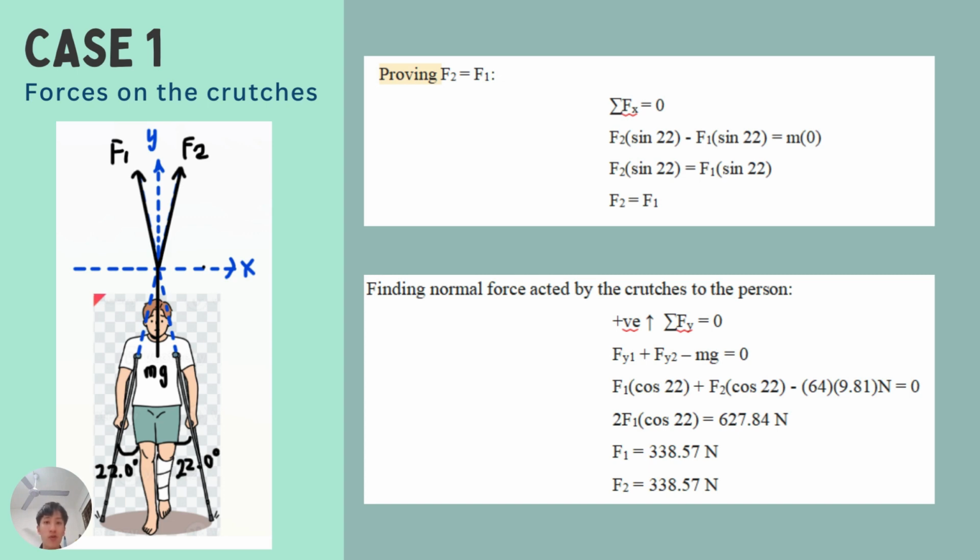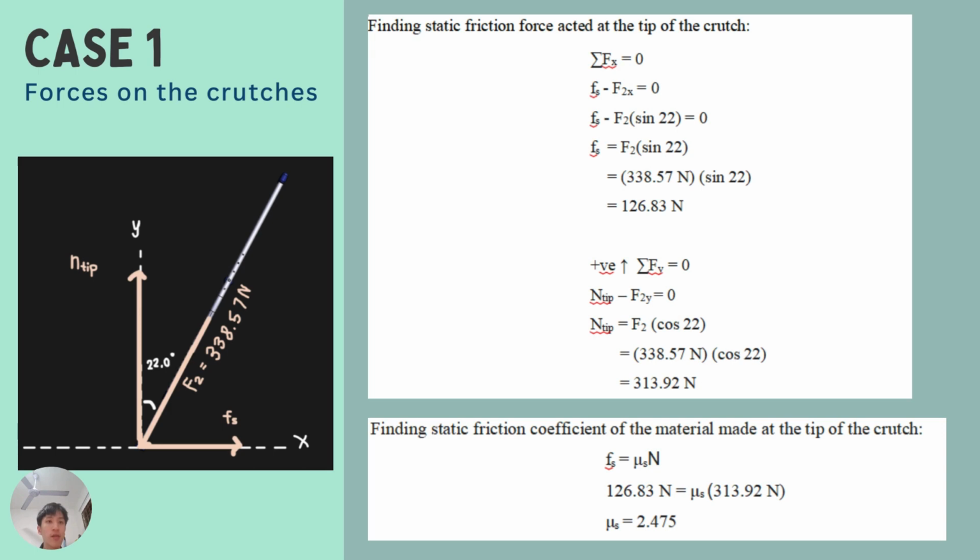We get F1 equal to 338.57 Newton, and then which is somehow equal to F2. Right, so next, now we look at the free body diagrams at the particular parts, which is at the tip of the crutch.